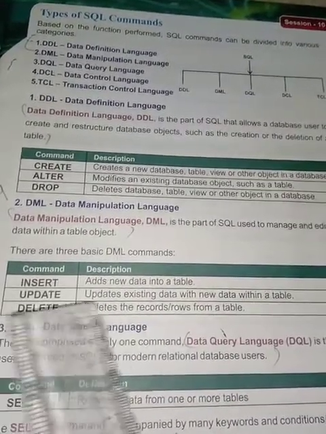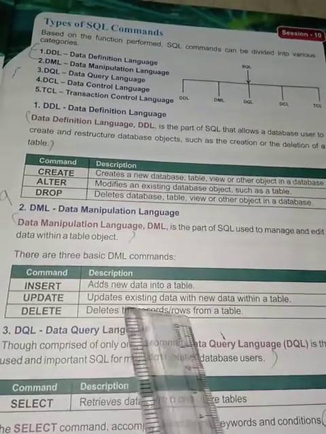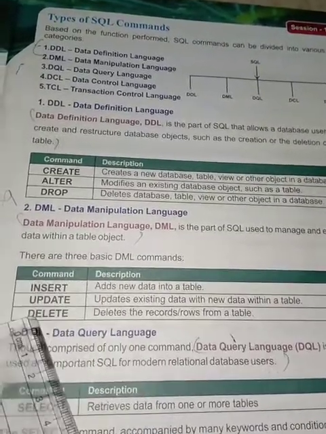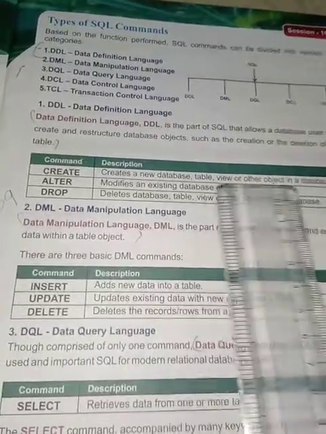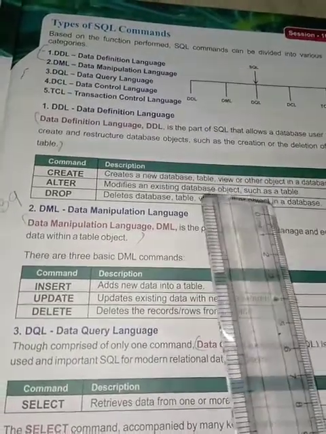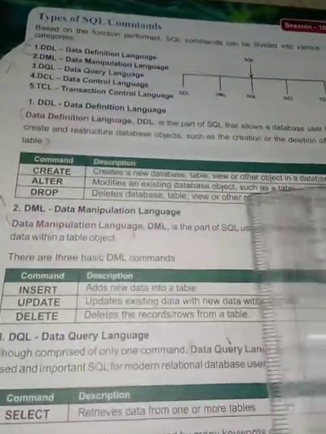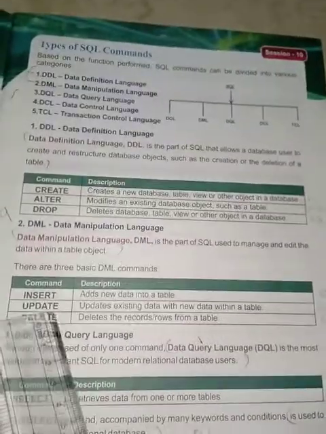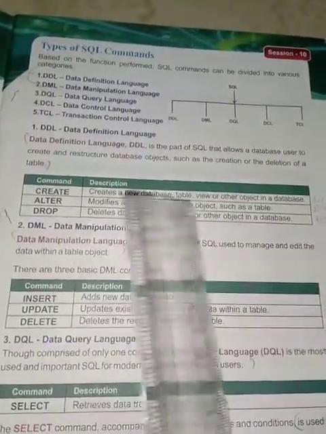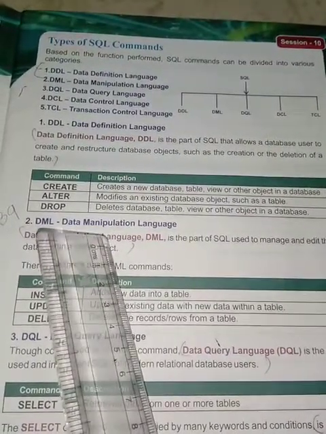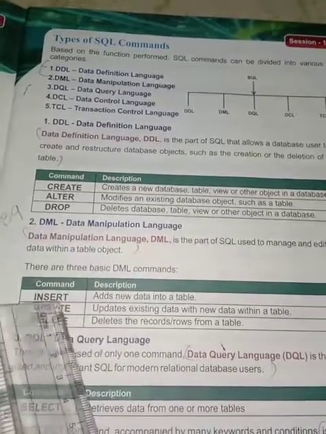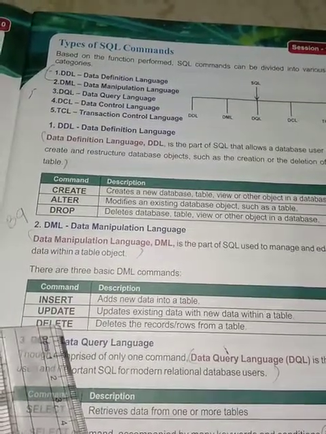Next, delete. Delete removes the records or rows of a table. That is, you may want to delete the whole database if the company or any institution is closed. Or if one of your classmates takes a TC in the middle of the schooling, then you use the delete command in DML.